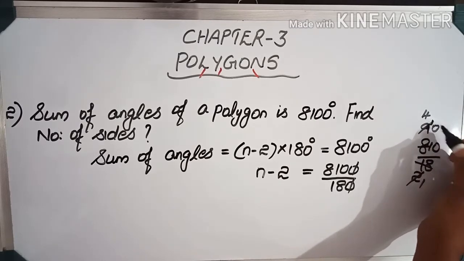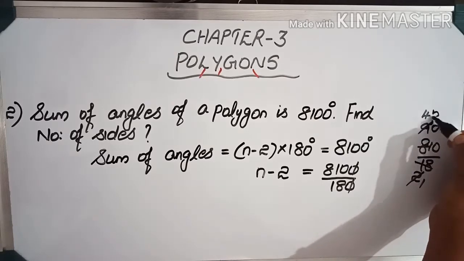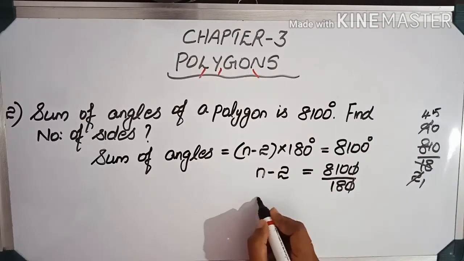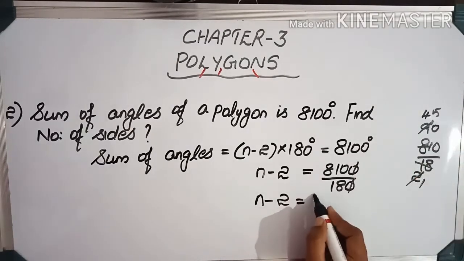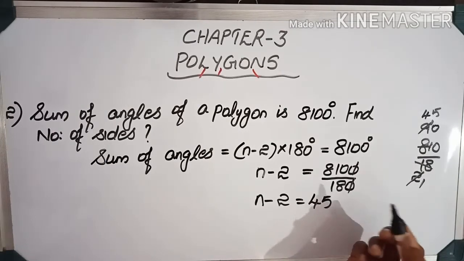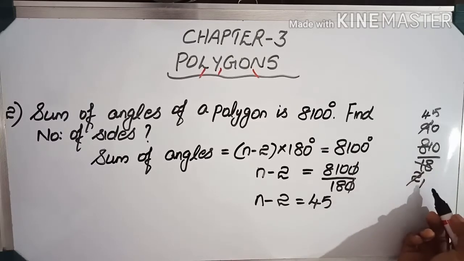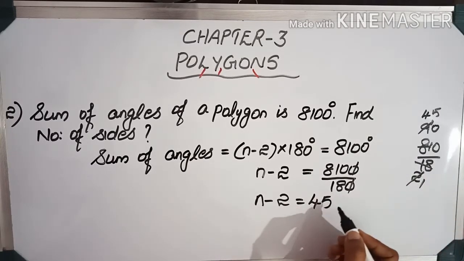So put that 1 in front of 10. So in 10 how many 2s? 5 2s are there. Okay, so the answer is 45. So here we got n minus 2 equal to 45. You can use the direct division method also. It is not compulsory to do like this. Okay, so n minus 2 equal to 45 we got.